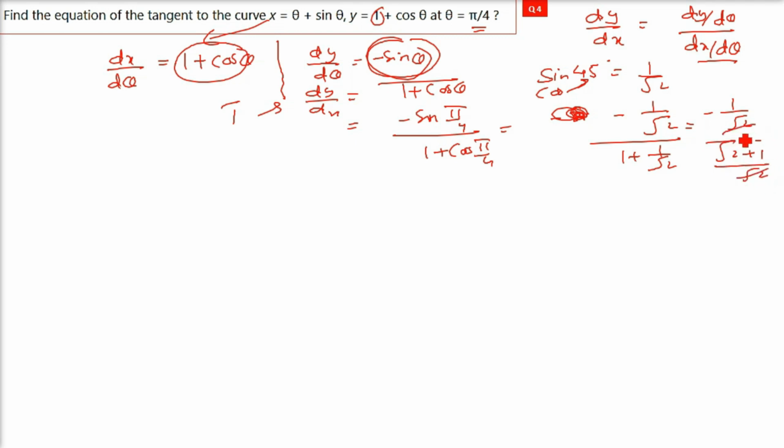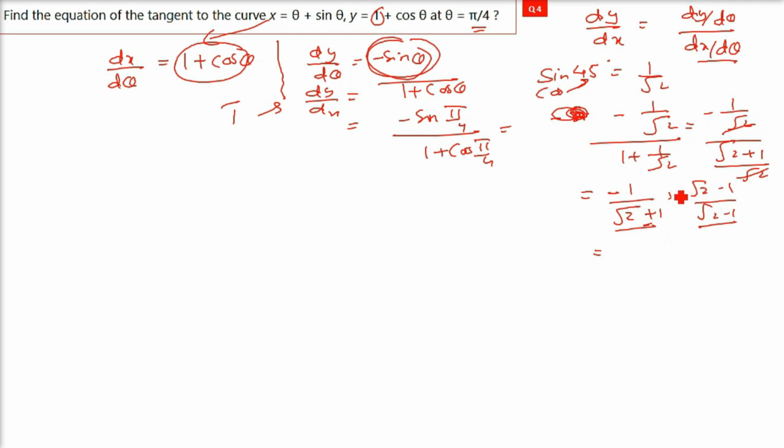You can cancel this root 2. Negative 1 by root 2 plus 1, or 1 plus root 2. Now this can be simplified more, that is, you can rationalize it. Rationalize means you have to multiply numerator and denominator by the same thing which you have in the denominator, put a negative in between, and just multiply numerator and denominator.